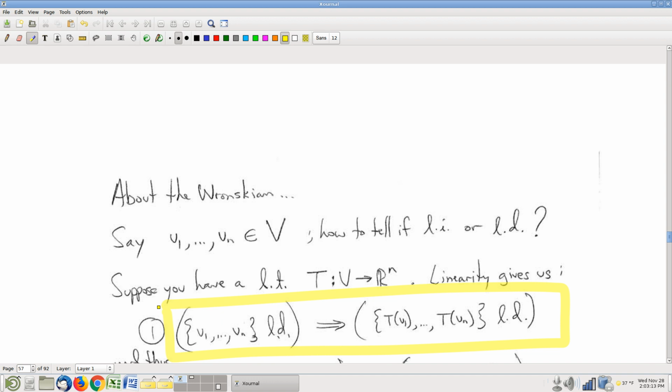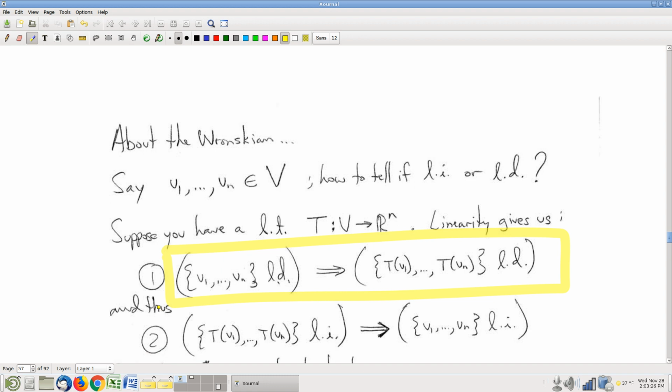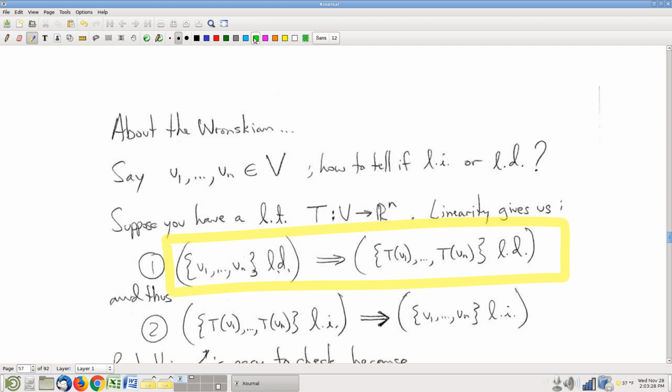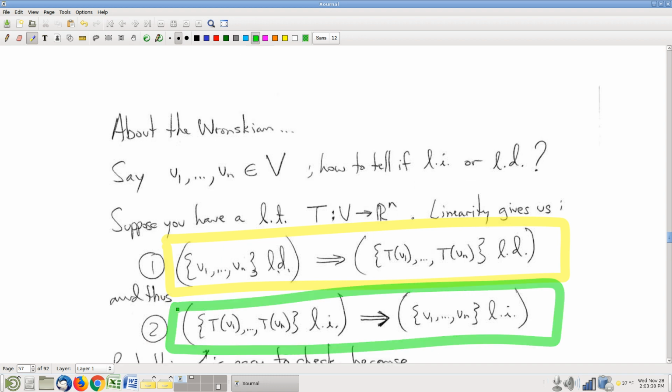Okay, but nice result. Let me summarize. If you have a dependent list of inputs, you get a dependent list of outputs. Now we're going to take the contrapositive of that statement, and I hope you all remember the contrapositive. It's a really neat trick. The contrapositive of P implies Q is not Q implies not P, right? So in this case, if somehow you have an independent list of outputs, you must have had an independent list of inputs. Otherwise, contradiction.